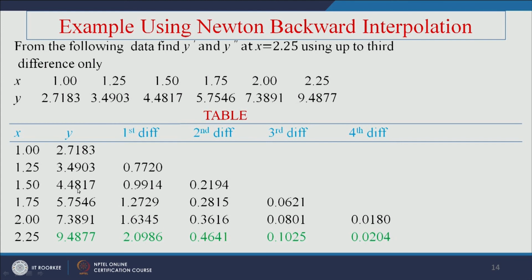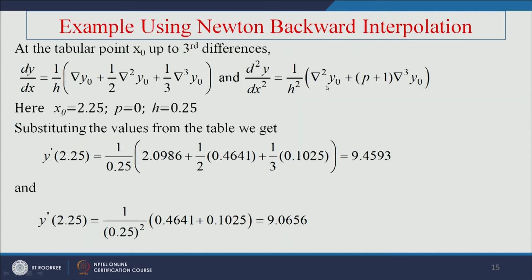If we take the difference 4.4817 minus 3.4903, it provides the value 0.9914. Likewise we can calculate the other differences and use them in the differentiation formula. The question asks to find y dash and y double dash at x equals 2.25, which is at the end of the table, using up to third differences. So we will consider the formulas up to third differences.